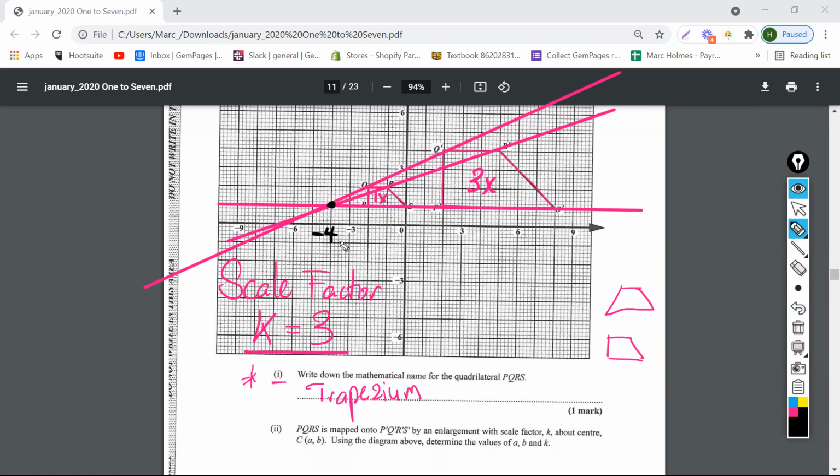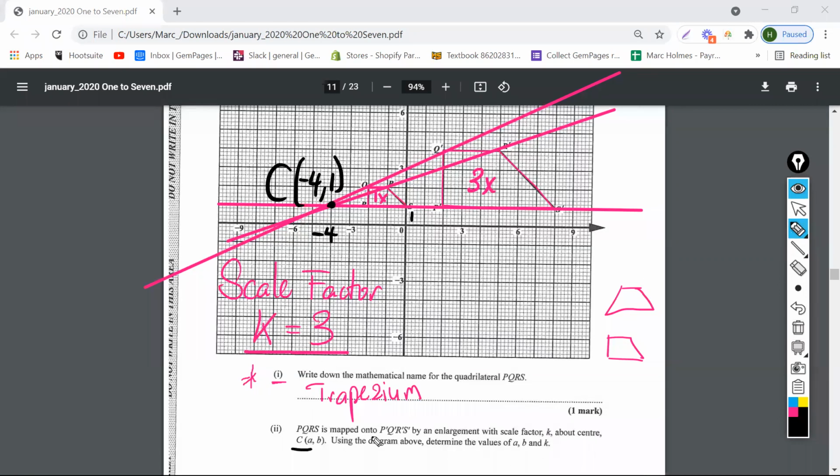And it's -4 for the x-axis and it's 1 for the y-axis. So they call it point C, and it's (-4, 1). So that's all they were asking for down here, guys.